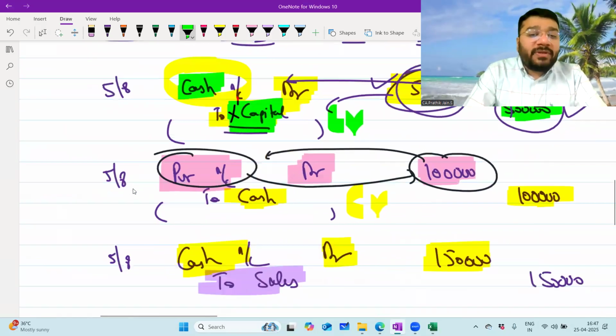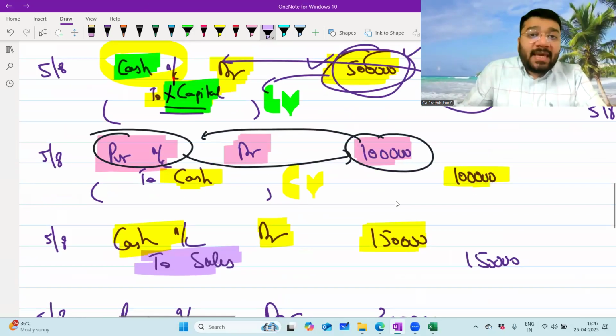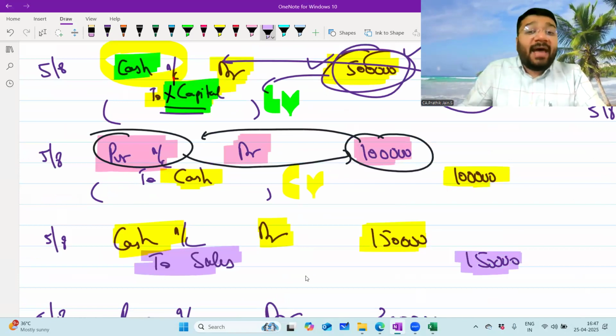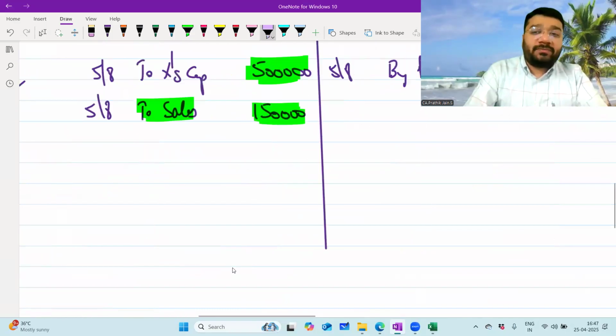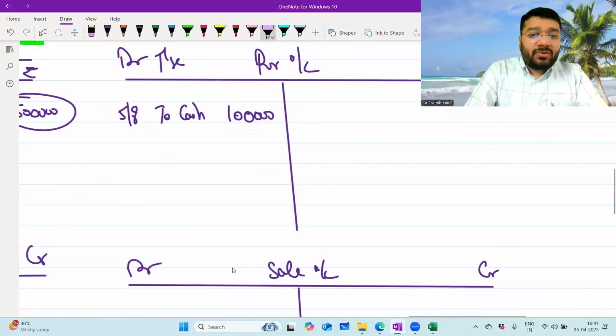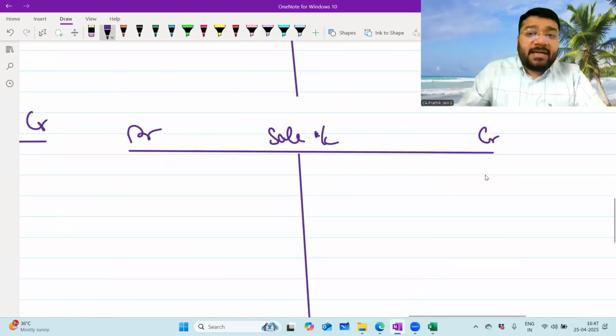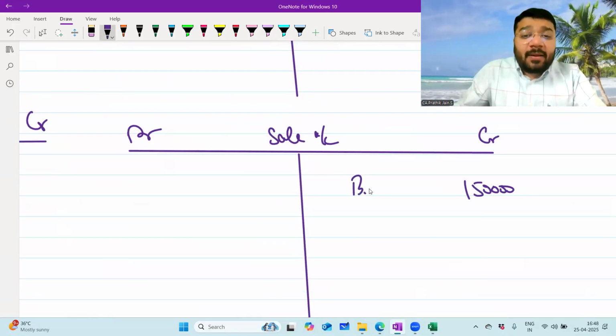Similarly, now which account should I go to? Sir, I should go to sale account. Record 1,50,000. Where? Credit side. Which account? Sale account. So go to sale account. Which side? Credit side. What amount? 1,50,000. Who's the opposite party? By cash.